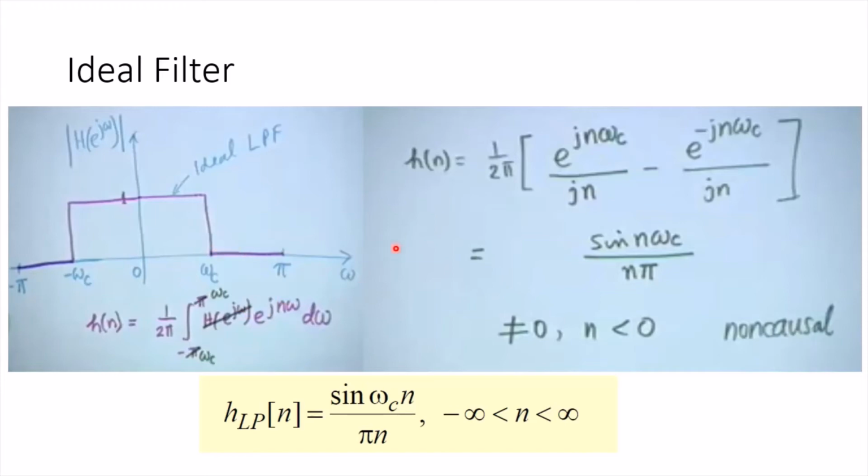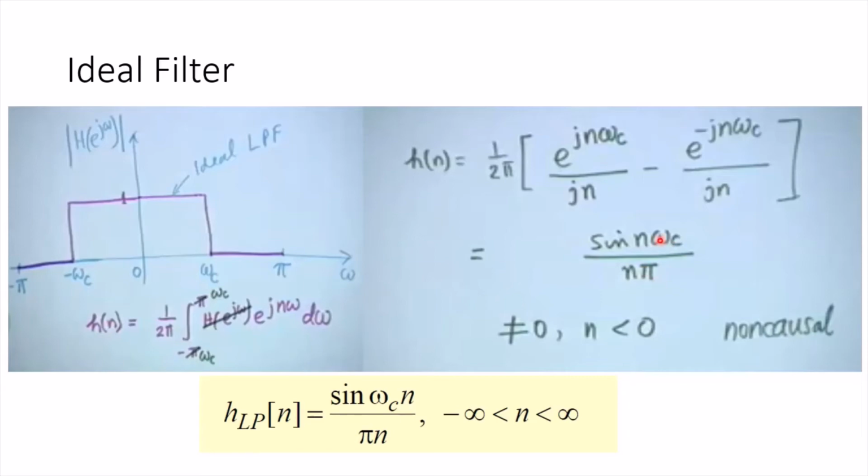So if we take the integral, 1 over 2 pi times e to the j omega n over j n, applying the upper limit omega c minus the lower limit minus omega c, and simplifying this equation, we have sine of n omega c over n pi. That is basically our impulse response.